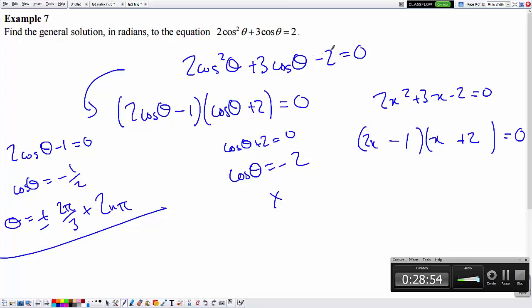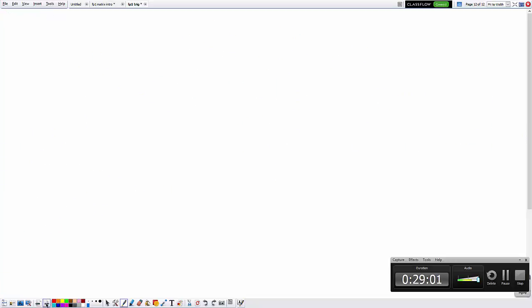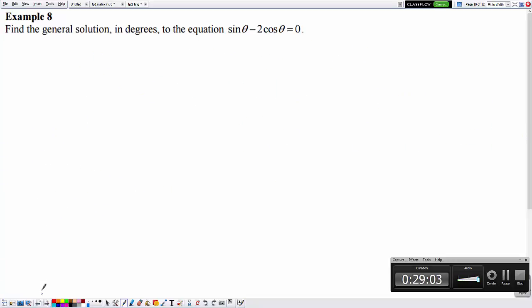Notice we had to make it equal to 0 first. So we don't solve quadratics when it's not equal to 0. Okay, and I think there are two left. So example 9 and 10. 8. Find the general solution in degrees to the equation sine theta minus 2 cos theta equals 1.